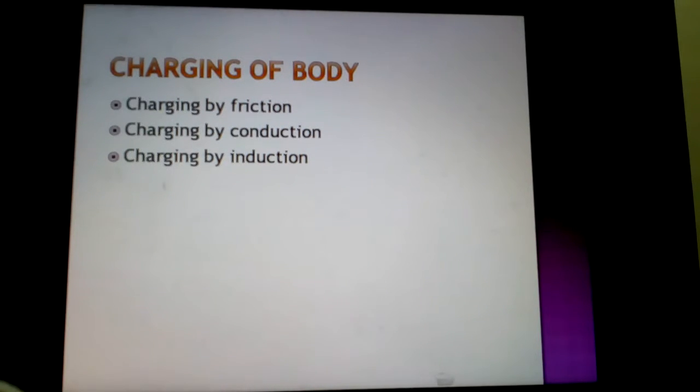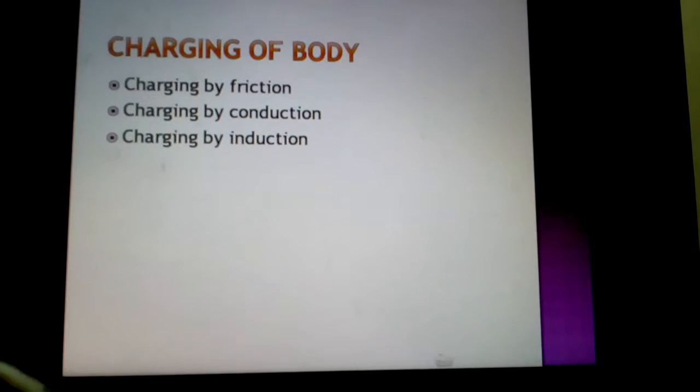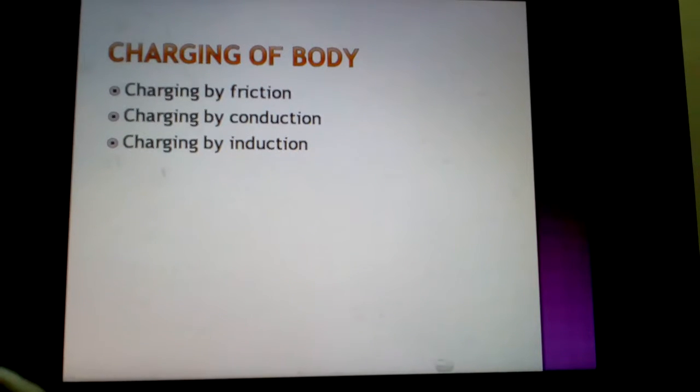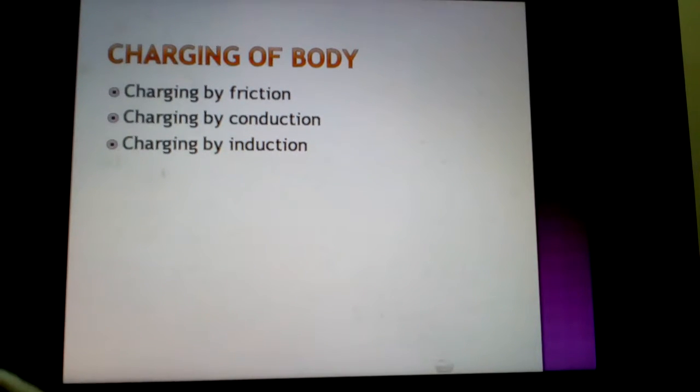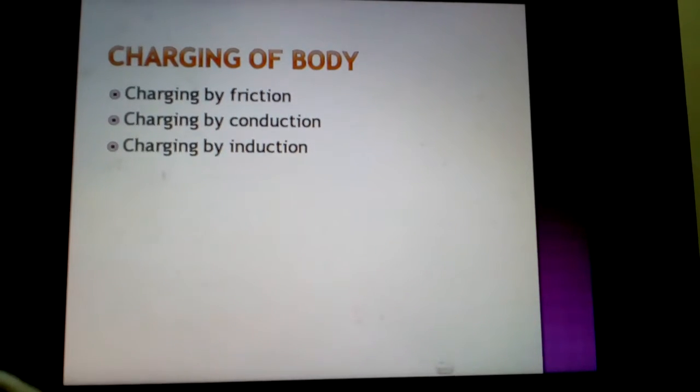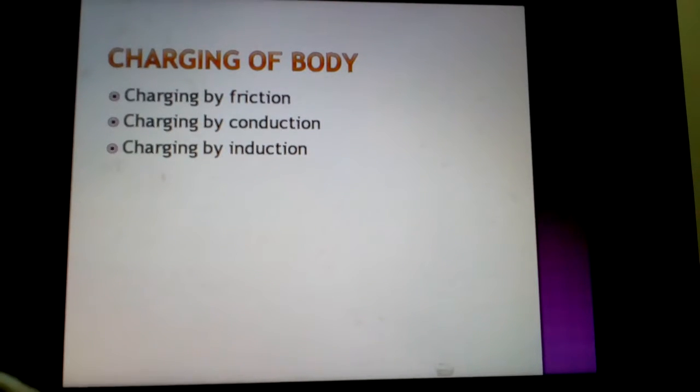Now we are going to discuss how to charge a body. We have studied about charges. Now, how to charge a neutral body. There are many methods of charging a body, but here we are going to discuss three major methods. The first one is charging by friction. The second one is charging by conduction. And the third one is charging by induction.